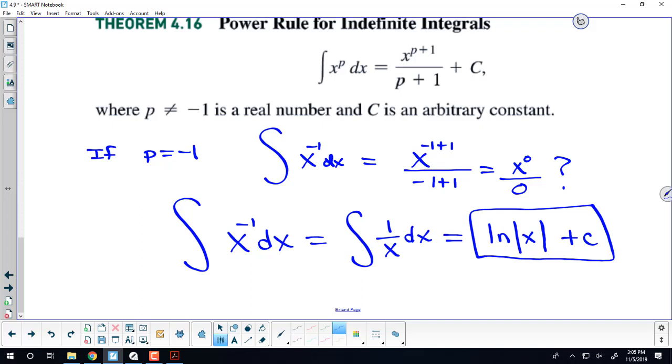For any other power, it works. That means all of our radicals, right? When we took the derivative of radicals, we considered those as powers instead. Same thing if you have to find the antiderivative of the cube root of x squared: you would rewrite that as a power and just apply this power rule to it.